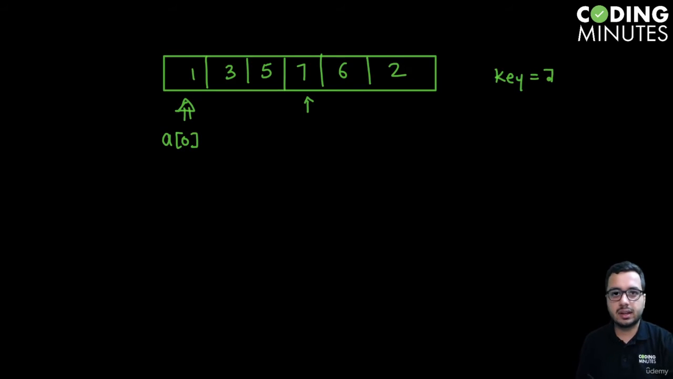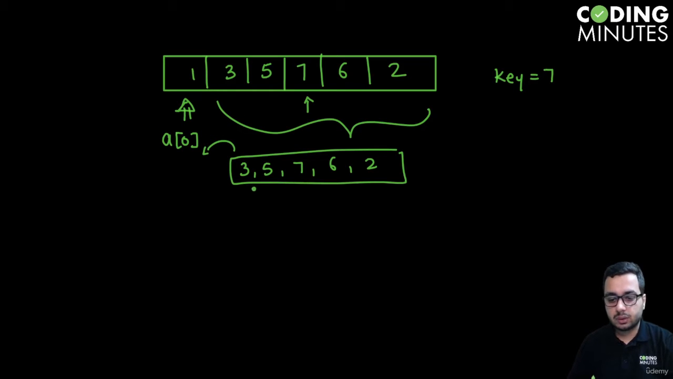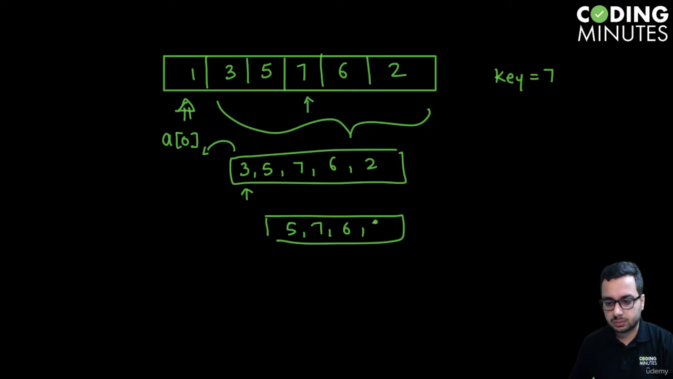If it does not contain the key element, then I can make a recursive call on the sub problem, that is the array that starts from this point. So I will make a call on 3 5 7 6 2 and ask it to give me the index of the particular element. Here also we will check array of 0. 3 is not equal to 7. We will make a recursive call on the sub problem 5 7 6 2. Again 5 is not equal to 7. We will make a recursive call on the smaller sub problem, that is 7 6 2.